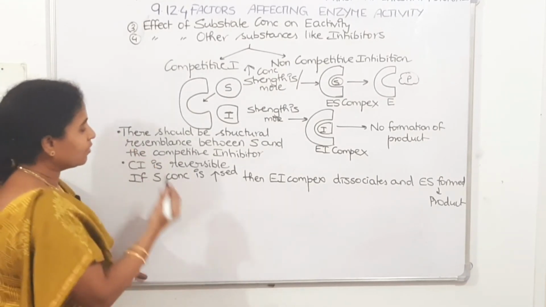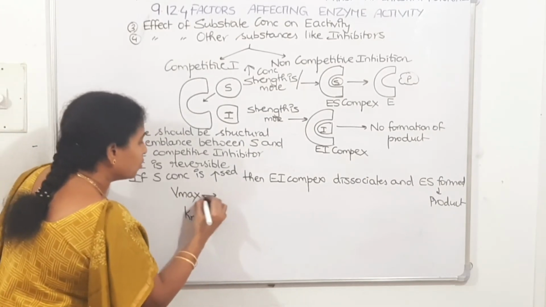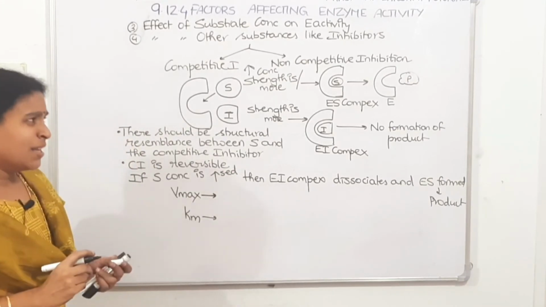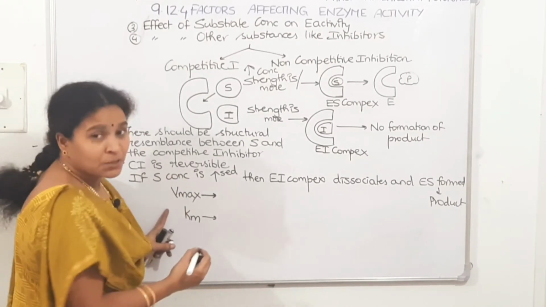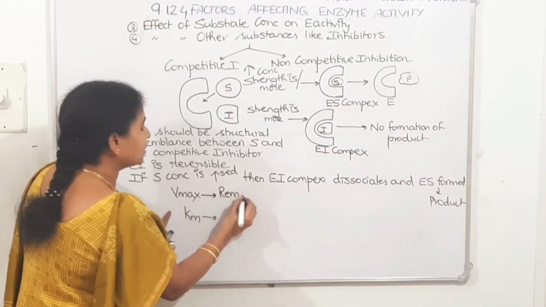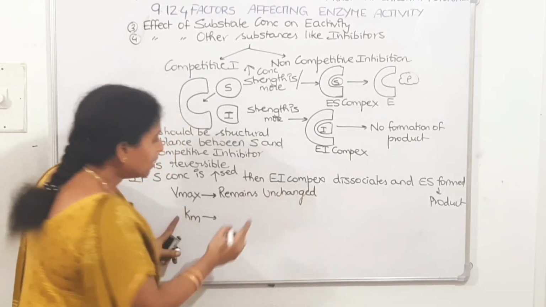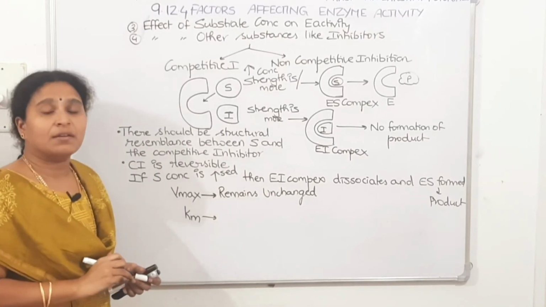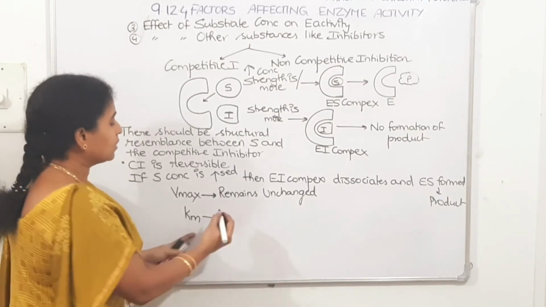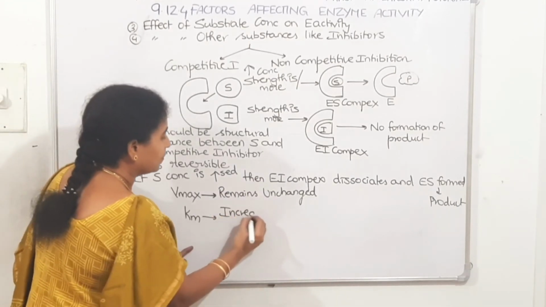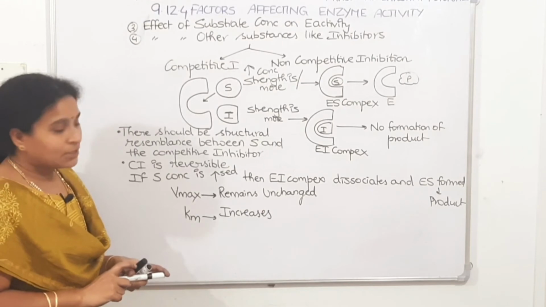So when we are talking about competitive inhibition, we need to talk about two things: what happens to the Vmax value and what happens to the Km value. Are we reaching the maximal velocity by increasing the substrate concentration? Yes, we are. That means Vmax remains unchanged. But for getting the Vmax, we are increasing the substrate concentration, so the Km value also will increase. Km increases and Vmax remains unchanged in competitive inhibition.